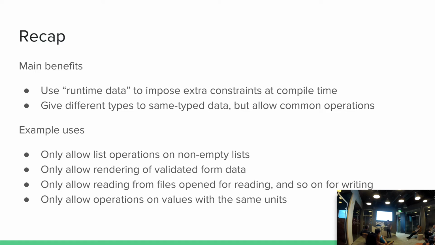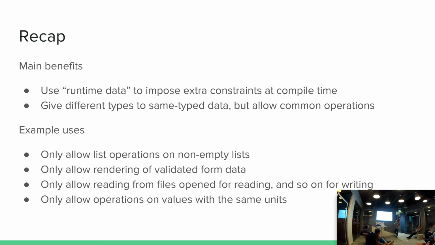And yeah, just as a recap, the main benefits of phantom types, in my opinion, would be the fact that we can get runtime data at compile time, and then use that to reject some programs that we normally wouldn't be able to. And we can also, the second benefit isn't as compelling in my opinion, because I feel it doesn't come up in practice so much, but it allows us to give common operations to same types of data with different phantom types, basically.